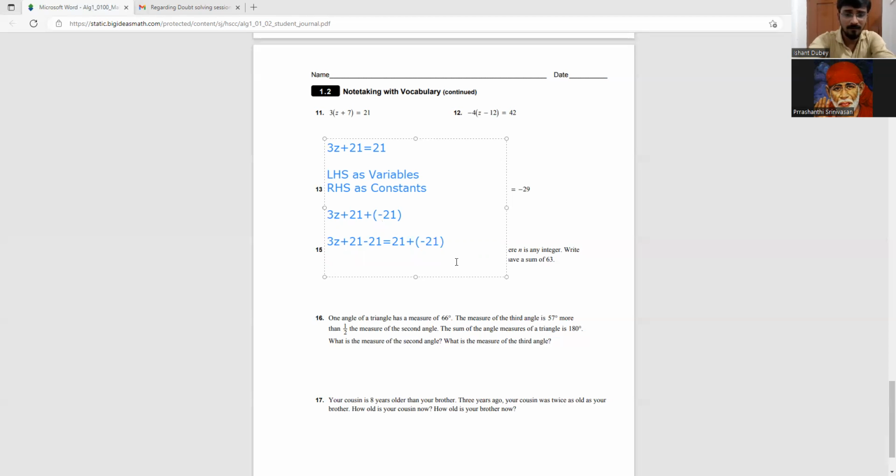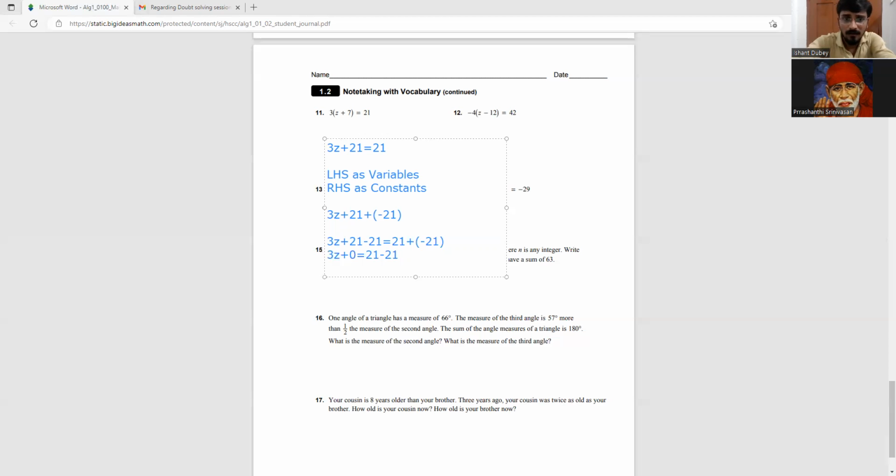Now, let's try to solve this equation. What will we get? 3z, and plus 21 and minus 21 will become zero, so plus zero. And equal. Now again here, 21 minus; let's open the parenthesis, so plus minus will be minus, 21. Yes or no? Yes, sir.